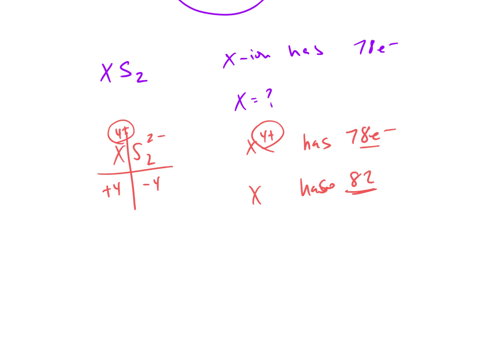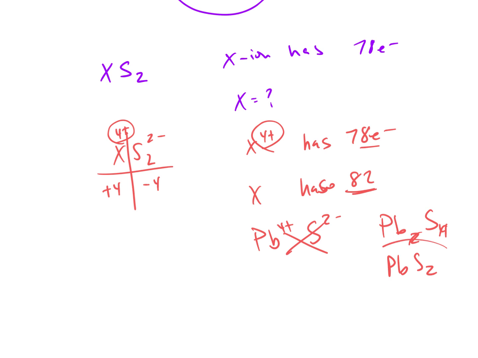And what else has 82 electrons if it's neutral? Lead, because it has 82 protons. So this is lead 4+, sulfur 2-. Cross the charges, and we get Pb2S4. Simplify it. That's PbS2, and that matches. Good? Hold on. I'm holding.